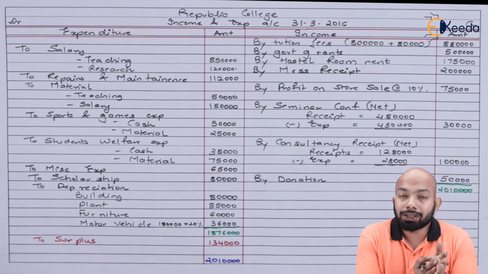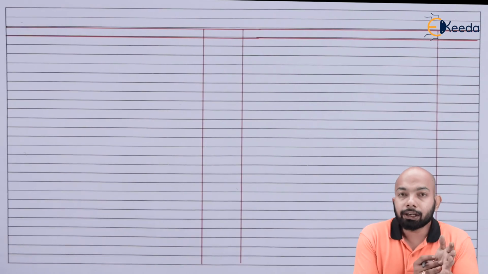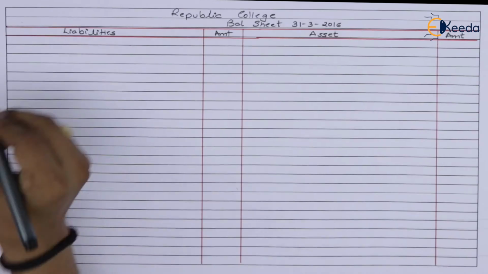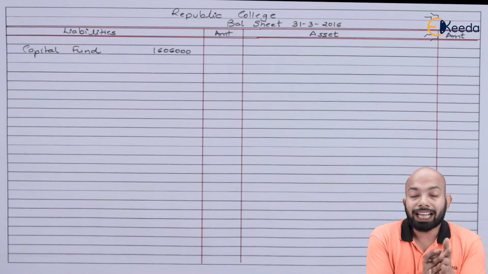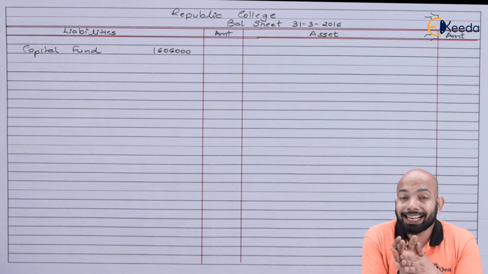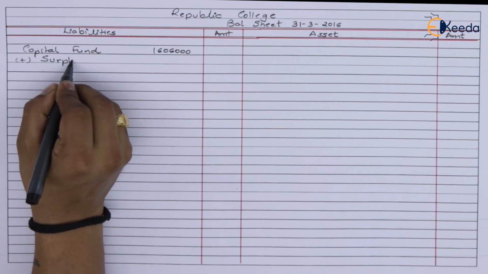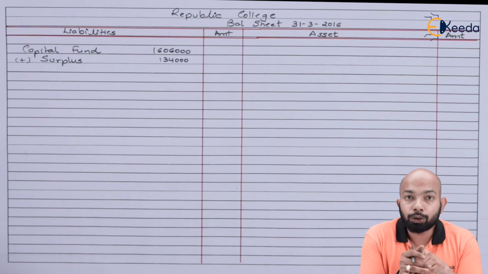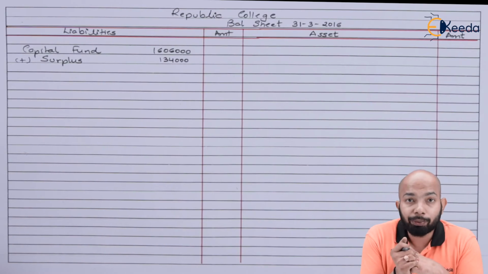So 1 lakh 34 is the surplus, and that will be moved to the balance sheet now. So now when we're calculating the balance sheet, we understand that this is the last phase of this illustration. So the capital fund was already mentioned, 16 lakh 6,000. In that you have to add surplus. So surplus is added as 1,34,000, plus we have to add an additional item here, that is income from investment.